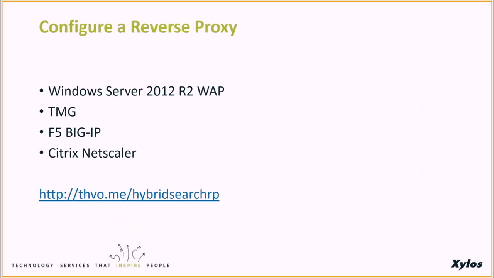All right, so which reverse proxy servers are supported? First of all, the basic one, Windows Server 2012 R2 Web Application Proxy, which is included in the product. It has some interesting capabilities, but they're basic. But it's enough to make this inbound hybrid search work. You can also use TMG, which is deprecated, we know, but it can be made to work. It's supported for this scenario. And then the usual suspects like F5 and Citrix NetScaler. For a definitive list, you can go to this URL to see what exactly you have to configure and what you have to do for each reverse proxy server.